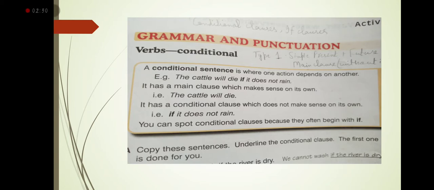Okay, this makes sense on its own. So it's a main clause. The kettle will die. But if I say if it does not rain, so if it does not rain means agar barish nahi hoti hai. So you would ask why. It means it is not making sense on its own. So it is a conditional clause, and it always starts with if. So this is a conditional sentence in which one action depends on the other action.